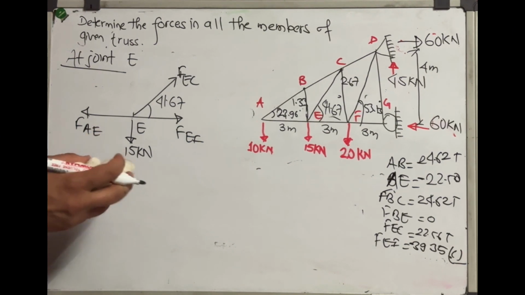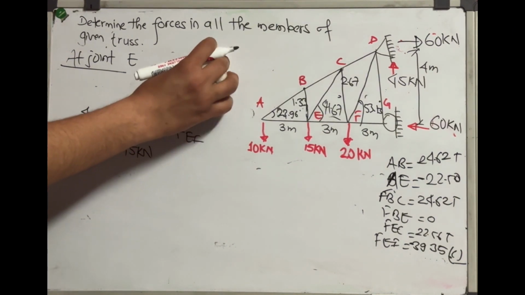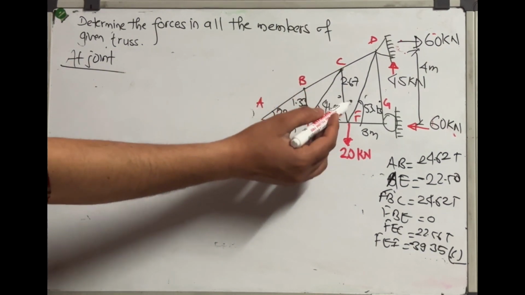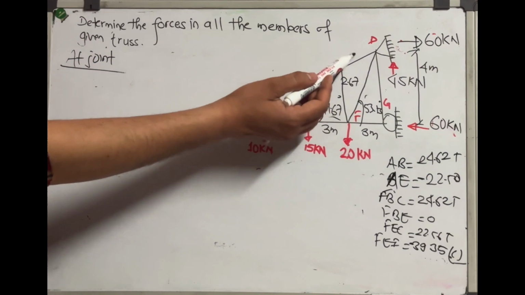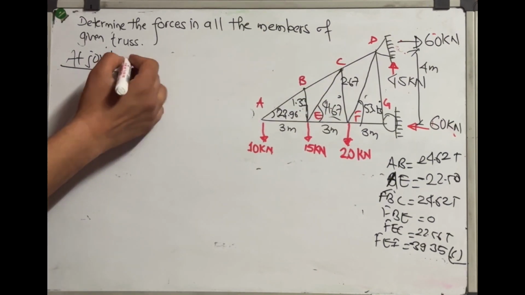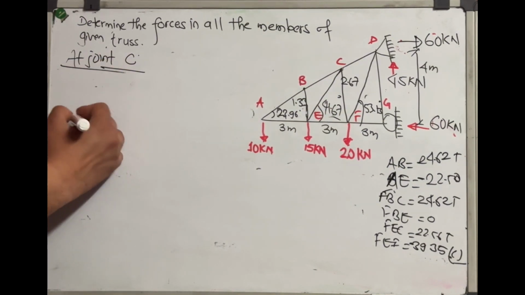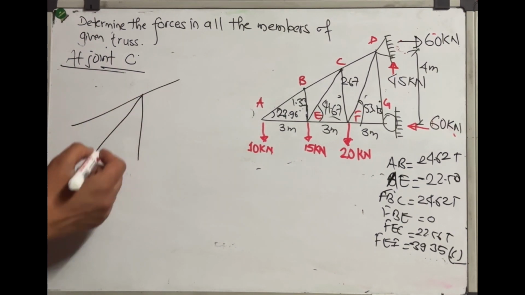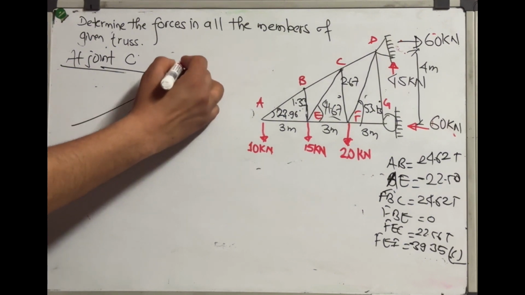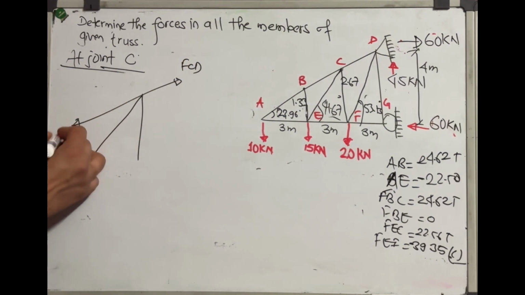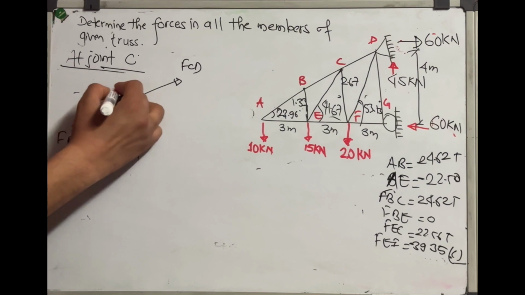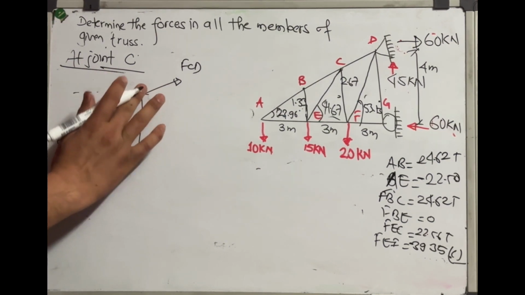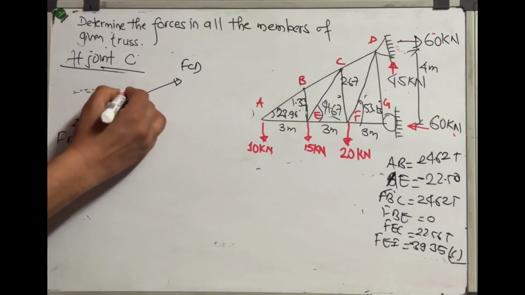Now you have to go to C and F. If you go to joint C, this has been determined, this has been determined, this is to be found, this is to be found. So two unknowns, so you have to go to joint C. Look, you have to draw the figure of joint C. There are four forces in this case. This is FCD, this is FBC. I am drawing the horizontal line here.